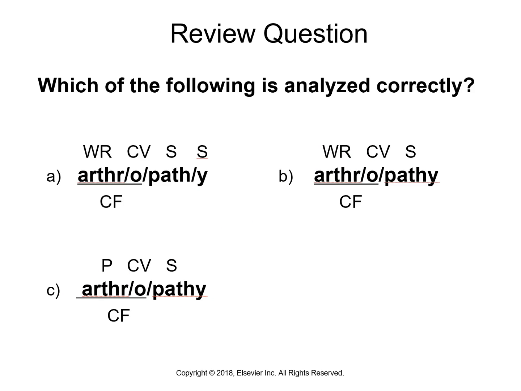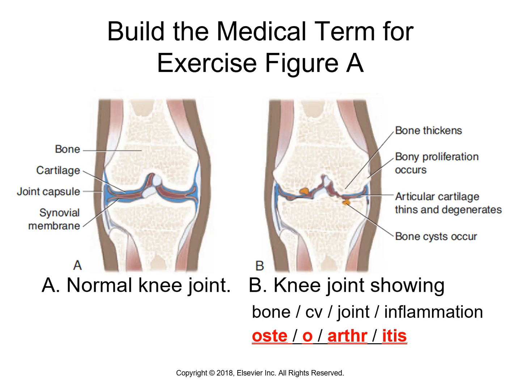We're going to have a real example really quick for building a medical term. Oh, spoiler alert, the answer's already there. But it's okay. So we have this cool diagram of bone joint inflammation. So here's a bone and cartilage, joint capsule, synovial membrane. But in this image, the bone thickens, bony proliferation occurs, and articular cartilage thins and degenerates. Okay, so there's a lot of bad things going on here, things that we don't want to happen. All right, so this is the normal knee joint, and then this is the affected knee joint.